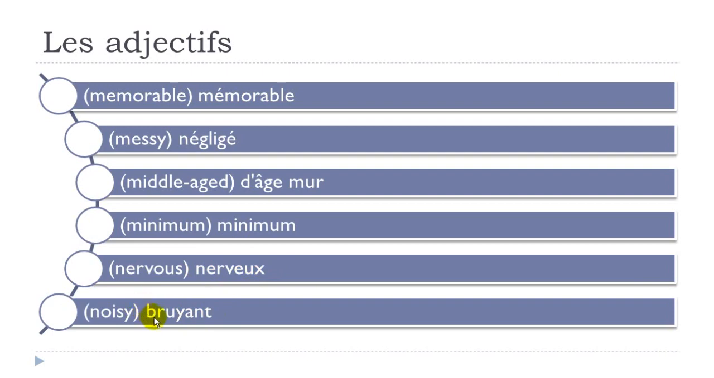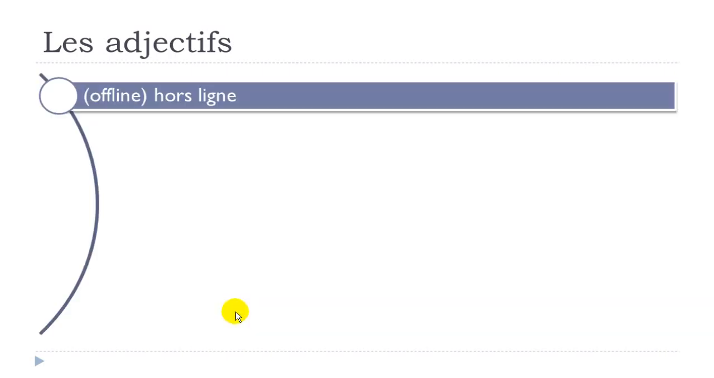So you get bruyant. Okay? Bruyant. Bruyant. Hors ligne. Final E here not pronounced. So ligne. And then here S is not pronounced. The final one. So hors. And remember H doesn't exist. So hors ligne.